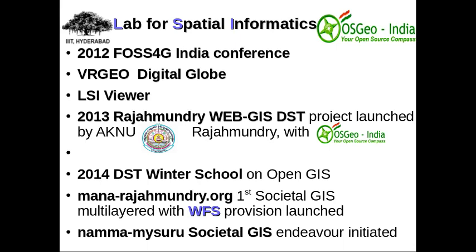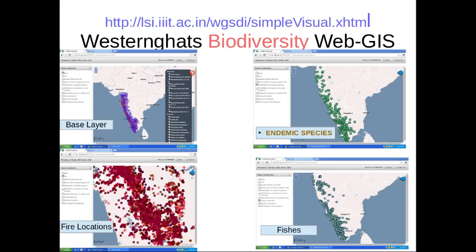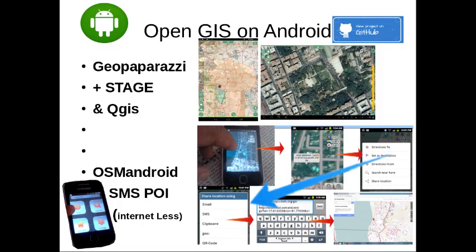We also launched one project for Mysuru, Namma Mysuru. This is the Western Ghats Biodiversity Web GIS project. Dr. Narendra Prasad is going to deliver this wonderful lecture soon. I won't talk much about this, he's the expert. Then on Android, the open source GIS component has come, and well, you are now doing AP Collect. There are several other softwares. One of them is OSM Android, and how it can help society.